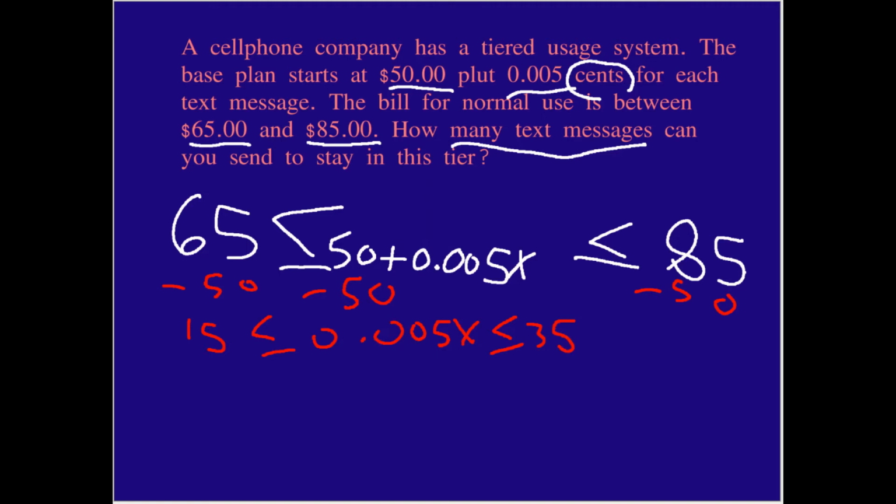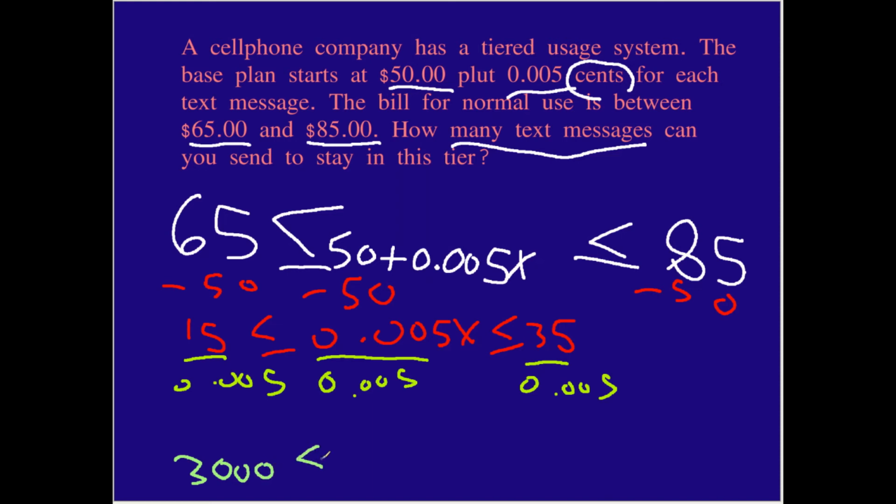And now the next step, as you already know, this is just review, we just applied it to a word problem, is we divide all sides by 0.005. Divide by 0.005, divide by 0.005, like so. That leaves us now with 15 divided by 0.005. That's a little complicated, but I can tell you the answer is 3,000 is less than or equal to x, which is less than or equal to 35 divided by 0.005, which is 7,000. So you can send between 3,000 and 7,000 text messages in a given time period. This is probably per month, to stay within $65 to $85 on this particular cell phone company bill system.